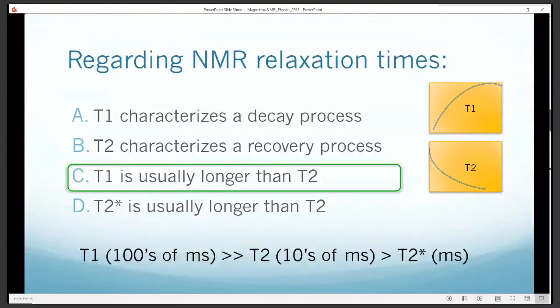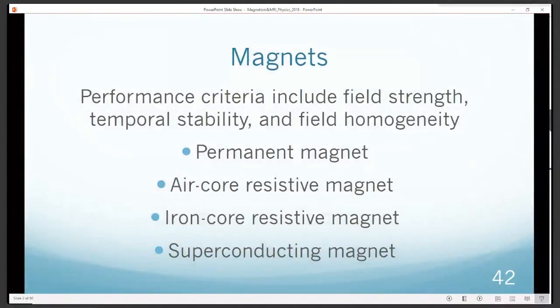Okay, now I want to talk a little bit about hardware. The main piece of hardware, the most expensive piece of hardware, and the one that MRI systems are characterized by is the main magnet that produces the big B0 magnetic field. There are 4 different types of magnets used for clinical MRI: permanent magnets, air core resistive magnets, iron core resistive magnets, and superconducting magnets.